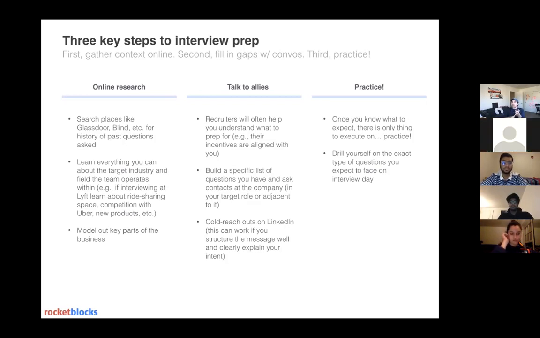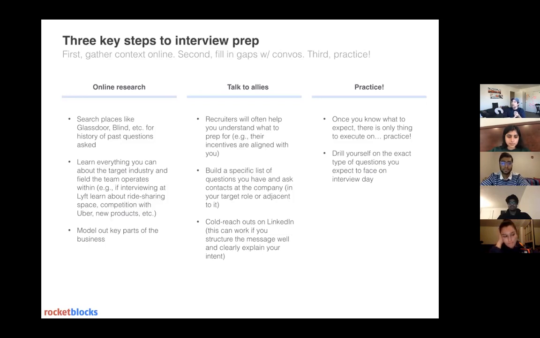Second big thing is talk to your allies. I mentioned this earlier, but recruiters are super helpful in the interview process. They are generally on your team. What I mean by that is, the recruiter is not going to make the decision about whether you get hired or not. They're just helping shepherd you through the process. So they're a person that you can ask questions to, like, what should I expect?